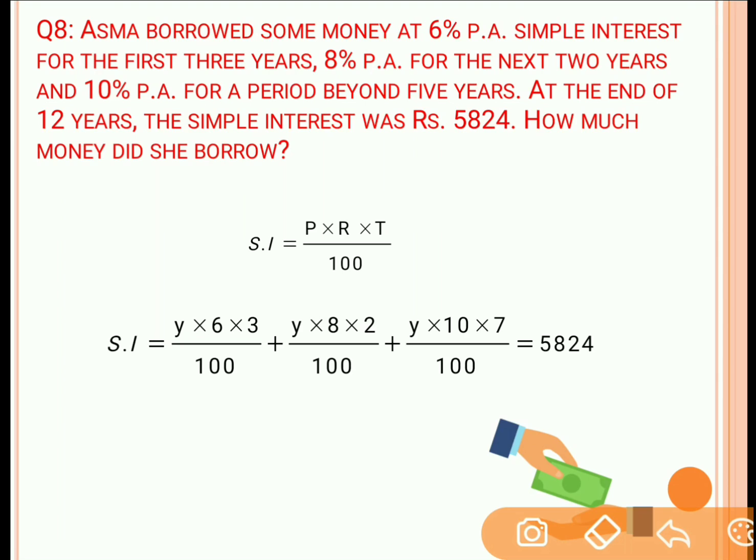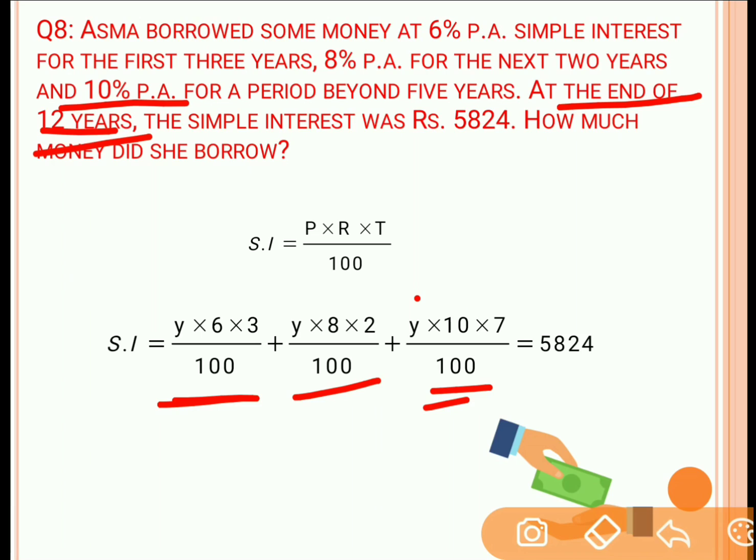Let's say that the principal is same, that is Y rupees. On this principal for the first 3 years interest is 6%. So we will say that simple interest is Y into 6 into 3 by 100. And for the next 2 years interest will be Y into 8 into 2 by 100, and 3 plus 2 is 5 years, and total for 12 years the interest is to be paid. So 12 minus 5 is 7. So for remaining 7 years the interest is 10% per annum. So principal is same, that is Y. So Y into 10 into 7 by 100 is the interest for the next 7 years.